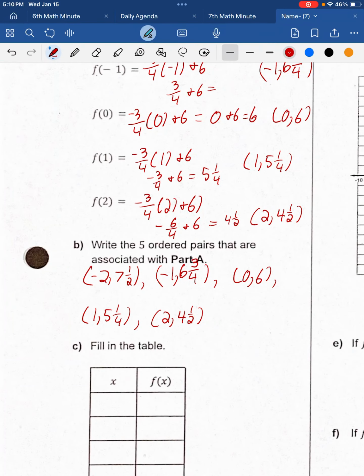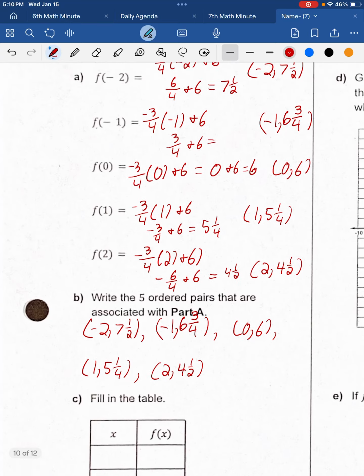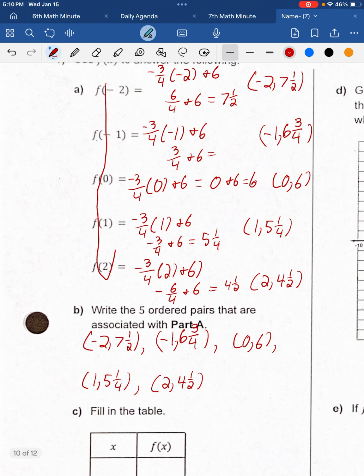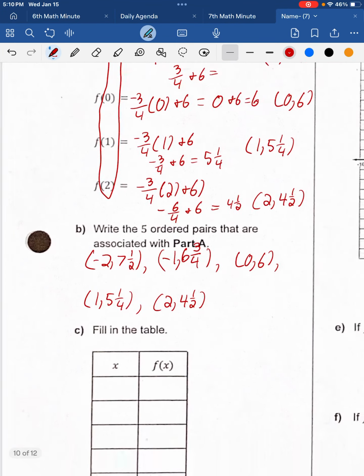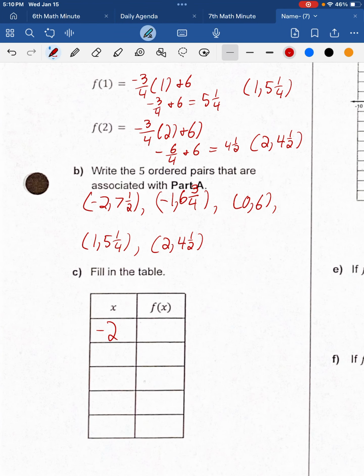Next, it says fill in the table. So, when my input, my x, was these numbers, what are these numbers? I have my outputs. So, my first ordered pair is -2, 7 and 1/2. Then I'm just going to replace that. I'm just going to keep moving all of these ordered pair values into the table. And finally 2 and 4 and 1/2.